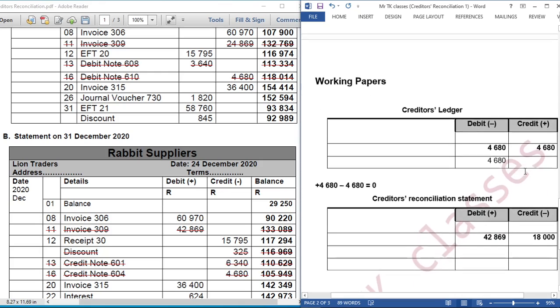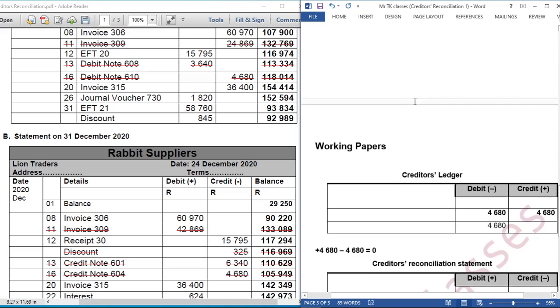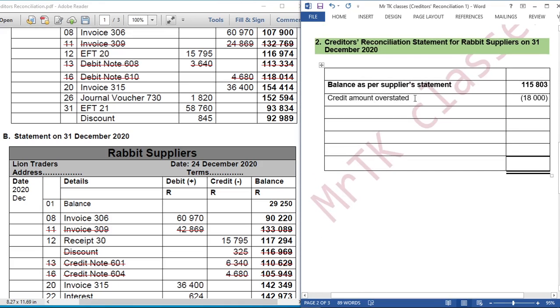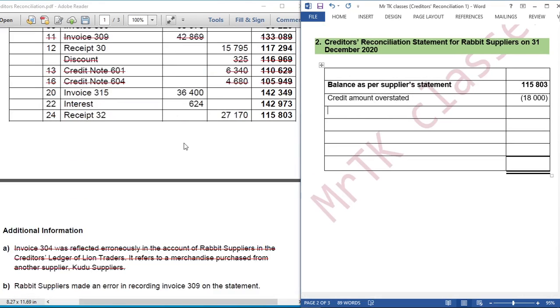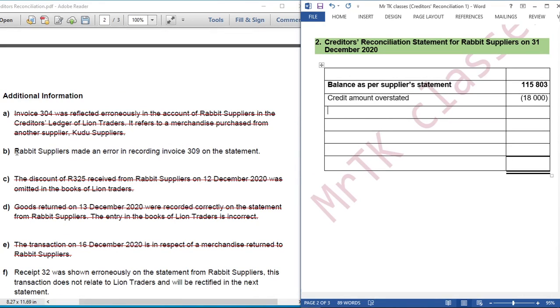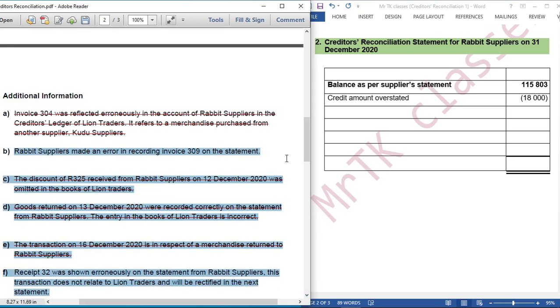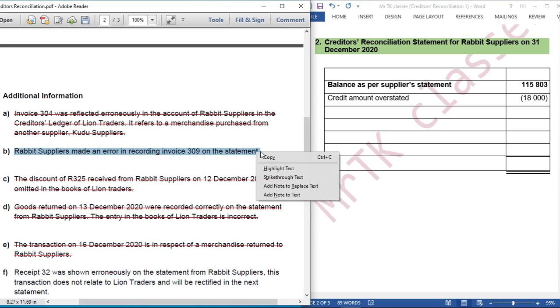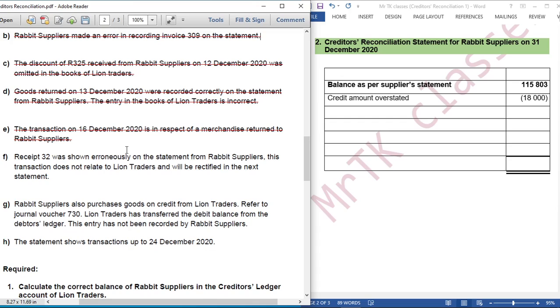Because we have credited the amount overstated here. That's why we are saying credit amount overstated. All right, so now let us move on to F.